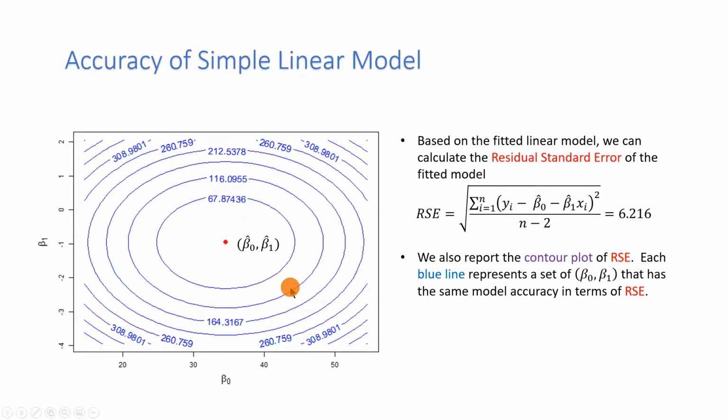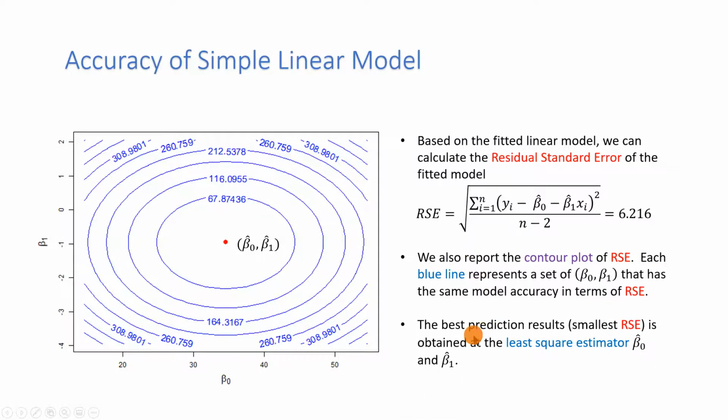And each circle has a different value, and when we shrink the radius of these circles, we would expect smaller and smaller residual standard errors. And the smallest residual standard error is achieved by our least squares estimators beta 0 hat and beta 1 hat, which is indicated as this red dot in the middle of the plot. Okay.